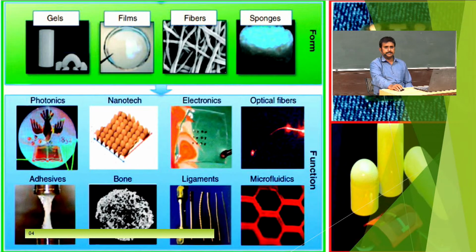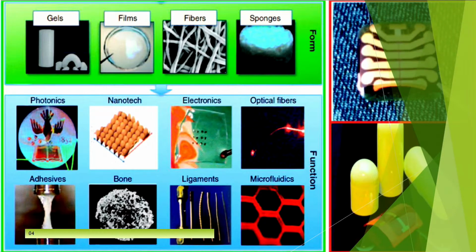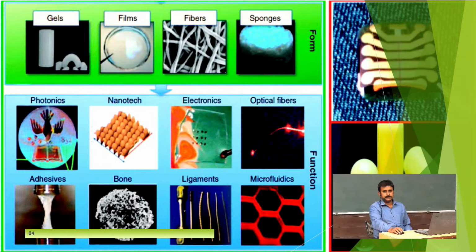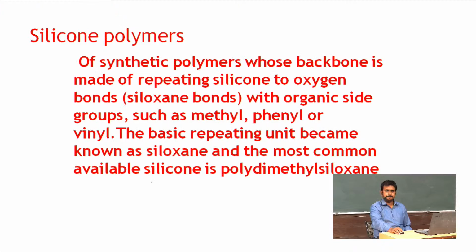Now, these are the different types and uses of silicones. It is used in the form of gels, films, fibers, sponges, and it acts in photonics and nanotechnology, electronics, optical fiber, as adhesives in bones, ligaments, and microfluidics, etc. These are the functions. It is widely used in different types of activities.